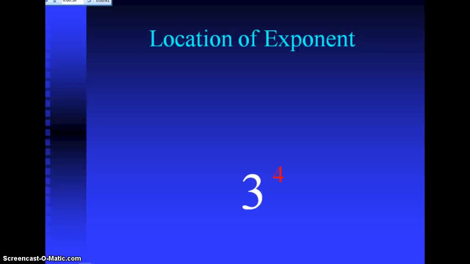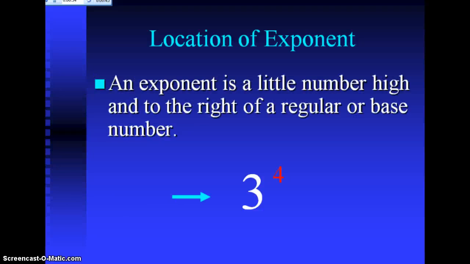Okay, so just to review, the location of an exponent is a little number high and to the right of a regular or base number. So in this case, the 3 is what we call our base number, and the 4 is called the exponent. When you are writing exponents and base numbers, you need to make sure that you are extra careful and that you write neatly, because if you make the 4 too big, it can quickly look like 34 instead of 3 to the 4th power, which is very different.